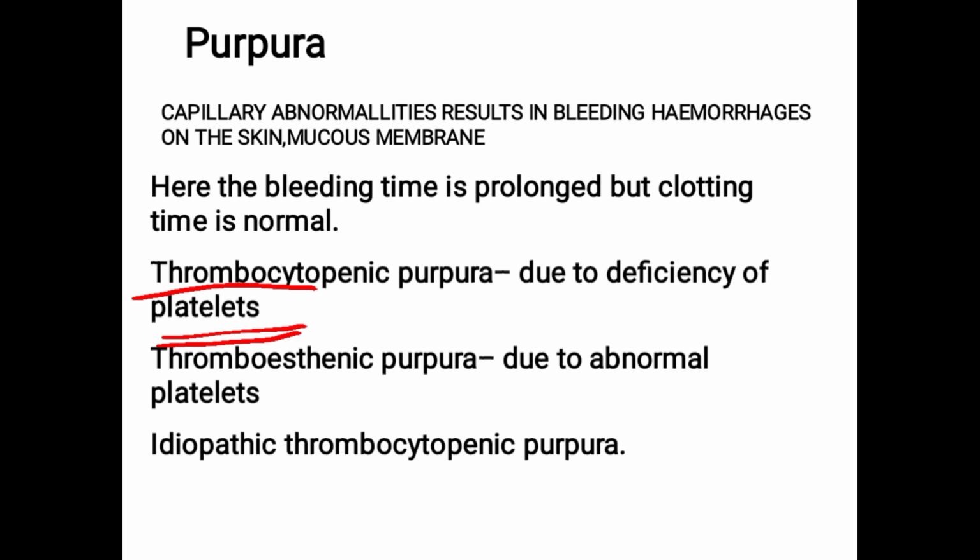So one more is there, that is idiopathic thrombocytopenic purpura. So idiopathic means here platelet count is normal, but against these platelets antibodies will be developed. Okay, against the platelets the antibodies will develop in the body, so that antibodies destroy the platelets. That is called idiopathic, means unknown cause. Okay, unknown cause of thrombocytopenic purpura.